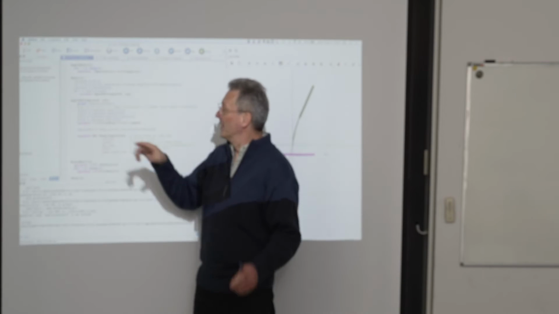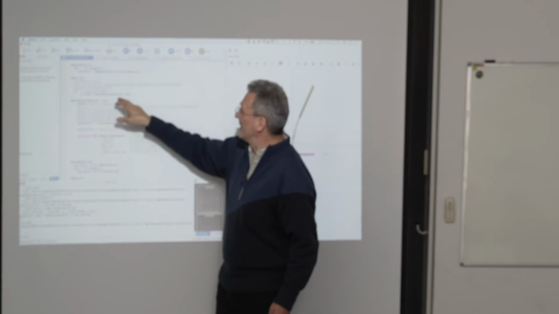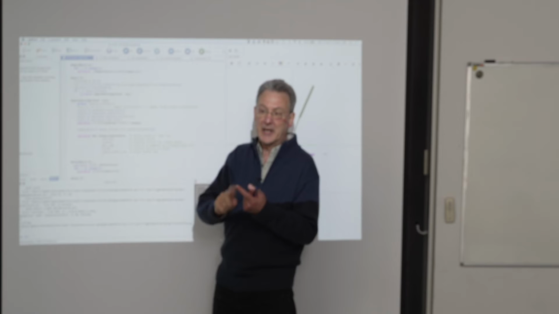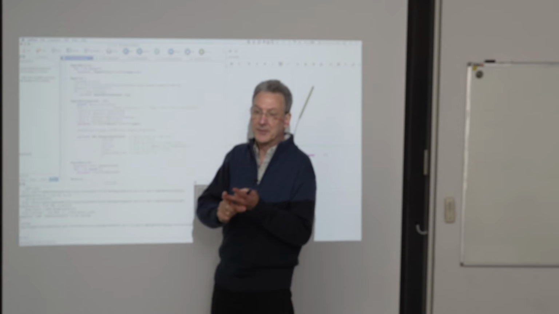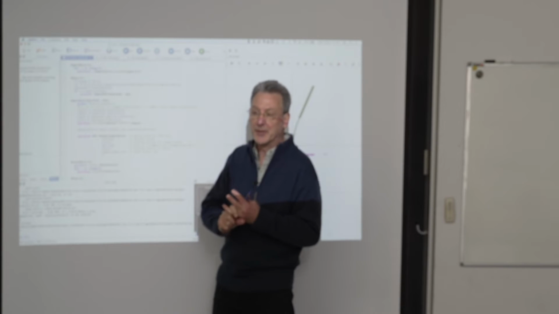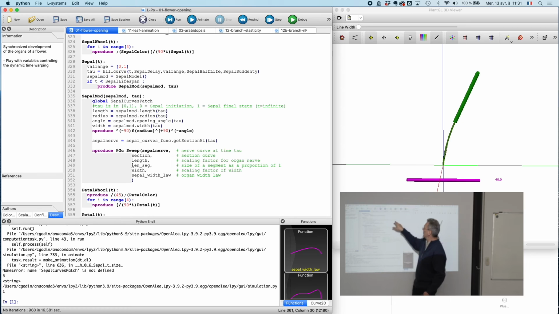Okay, and this Hill function, how does it do this? It does this by defining the Hill parameters: the delay, the mid time of the curve, the maximum value that is reached by the curve, etc. And all these values characterize the dynamics of development of the sepal. Okay.